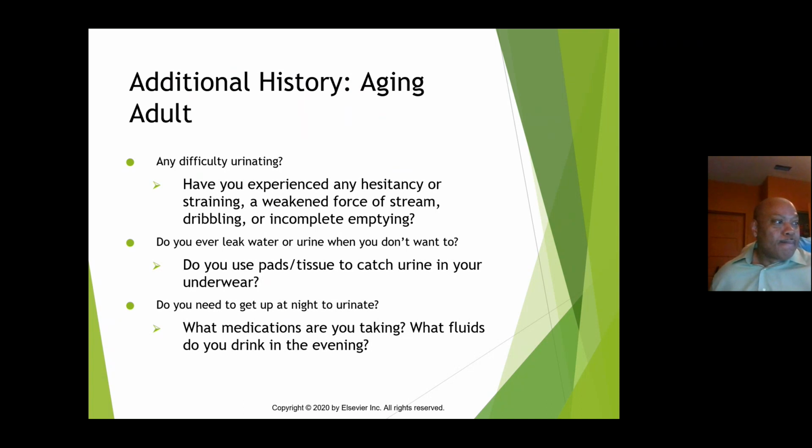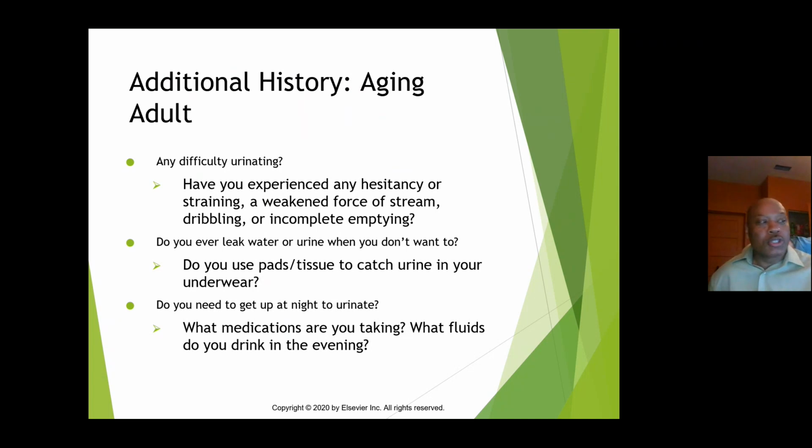We also want to ask, are they leaking urine when they don't want to, and do you use a pad or tissue to catch urine in the underwear? In essence, we're talking about incontinence, which is involuntary leaking of urine, which is possible with these patients with an enlarging prostate as well. Another important question is, do you get up at night to urinate?